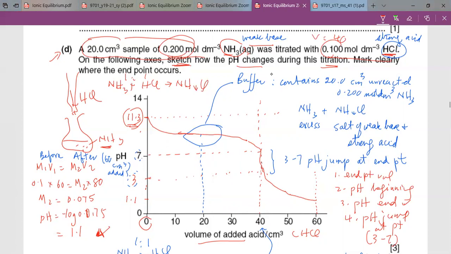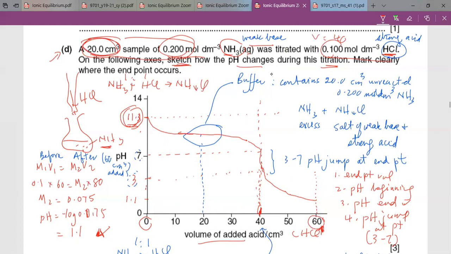So I know that the end point is 40, and I know that the beginning is 11.3. So how can I find the pH at 60, because they put 60 here? Let's say before and after. I'm going to find the concentration of OH minus before and after. Right now here I add 60 cm cube of acid. Originally, here there is how much ammonia? Here there is 20.